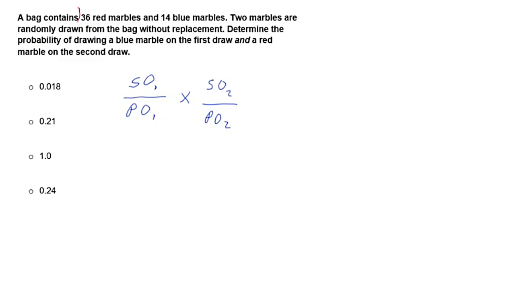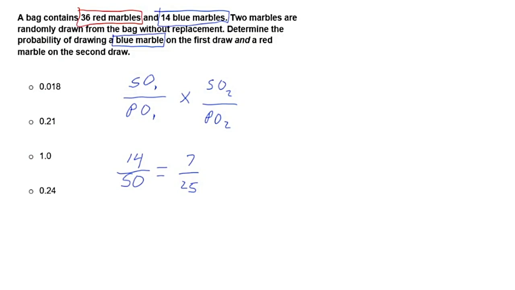The bag contains 36 red marbles and 14 blue marbles. So if we add those together, we get a total of 50 marbles in the first draw. Now the successful outcome of the first draw is drawing a blue marble. So out of the 50, there are 14 possible successful outcomes here. So if we reduce that down, we get 7/25.